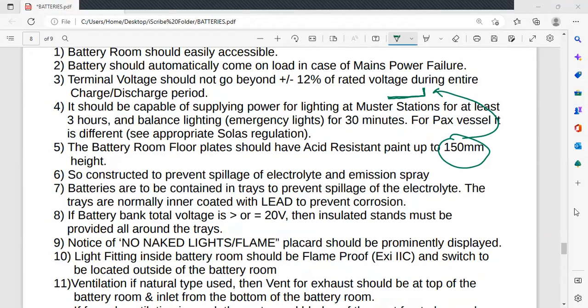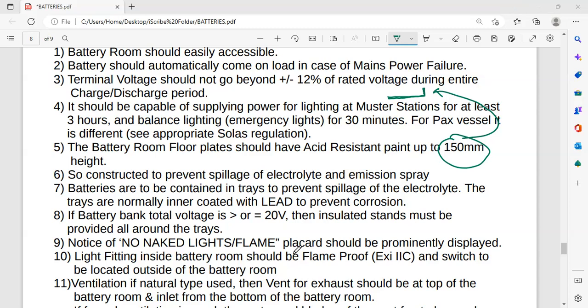Okay, so now point 6. Constructed to prevent spillage of electrolyte and emission spray. Okay, so it is kept in trays, etc. You are seen on board. Okay, point number 7, batteries are to be contained in trays to prevent spillage of the electrolyte.